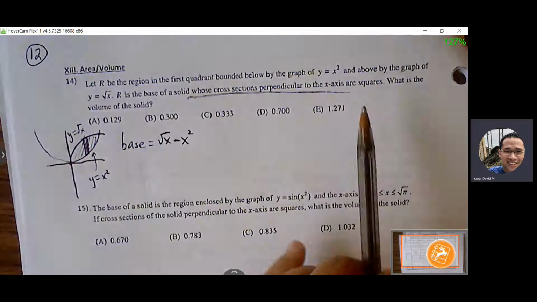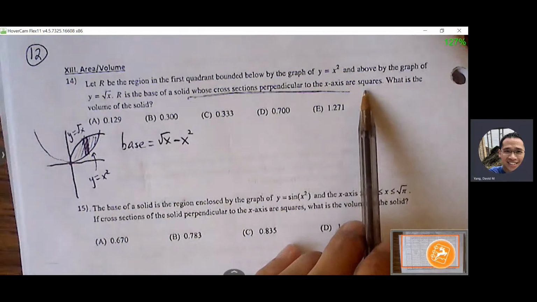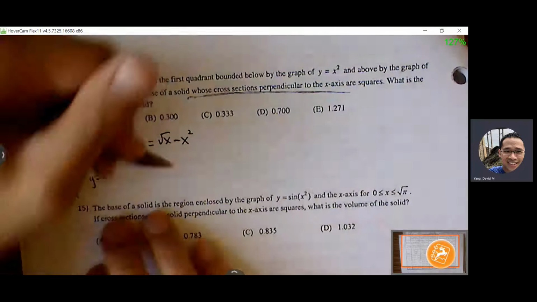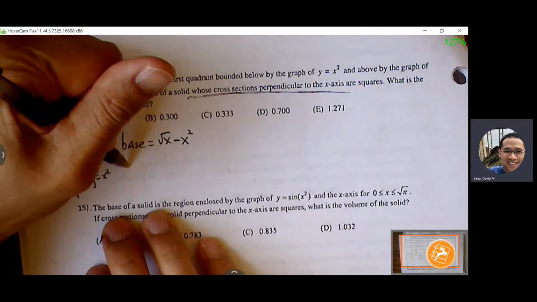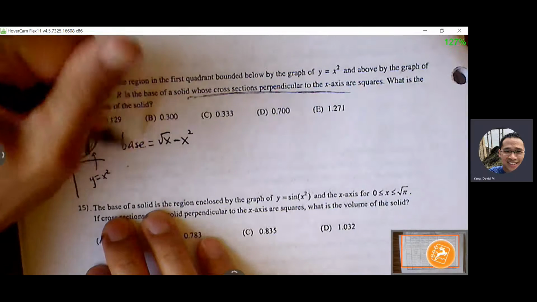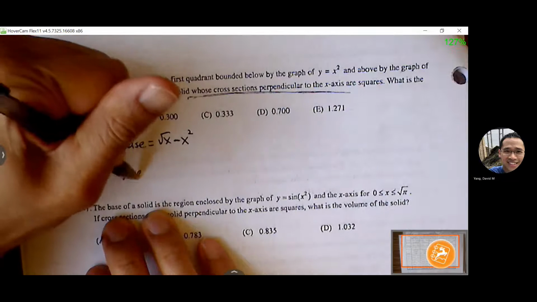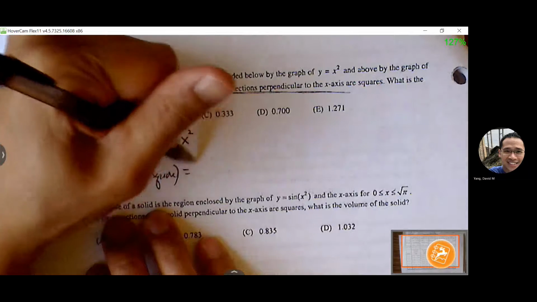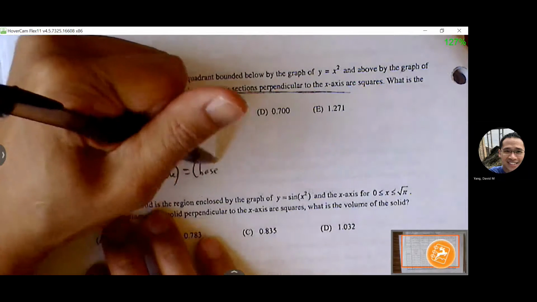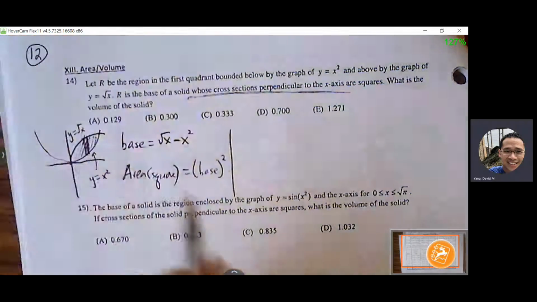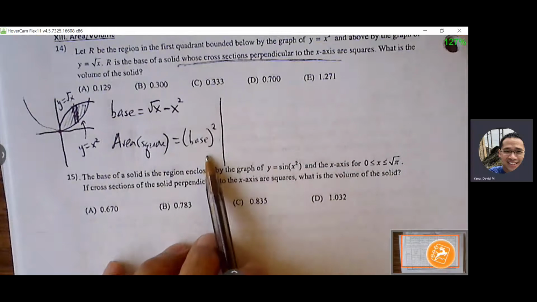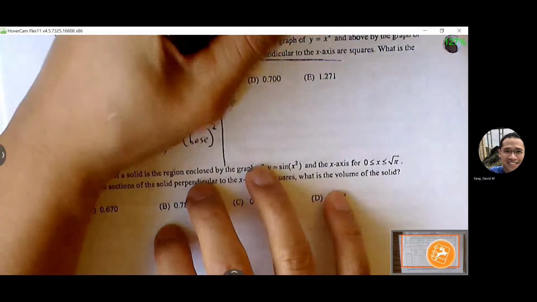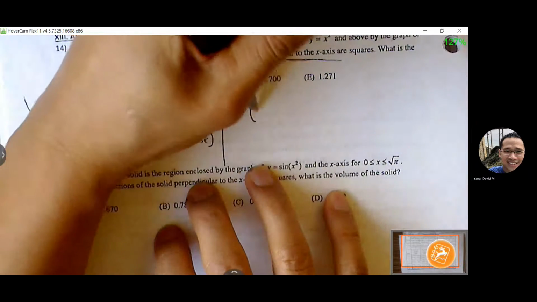Okay, so now we have to build the area formula for squares. Do you remember what the formula is in terms of the base? Yeah, just base squared. We insert that base and get the area.